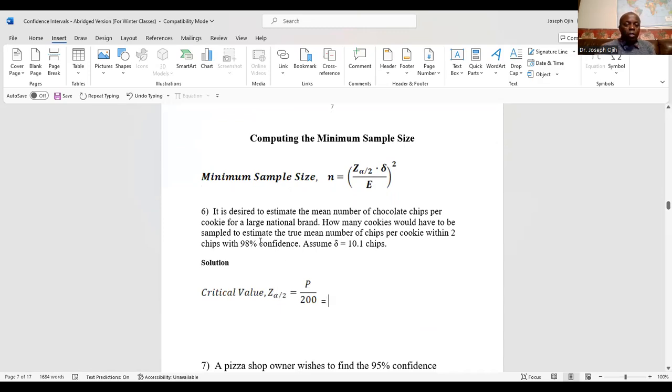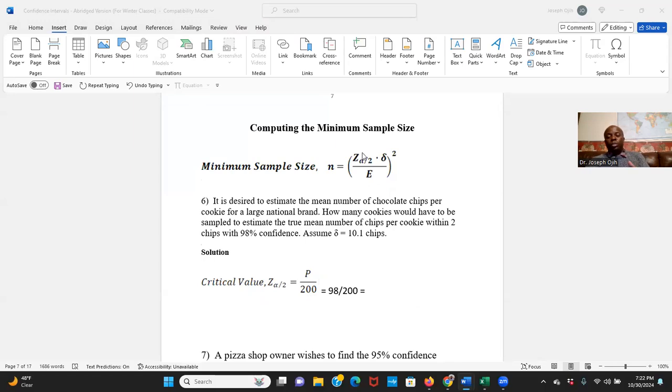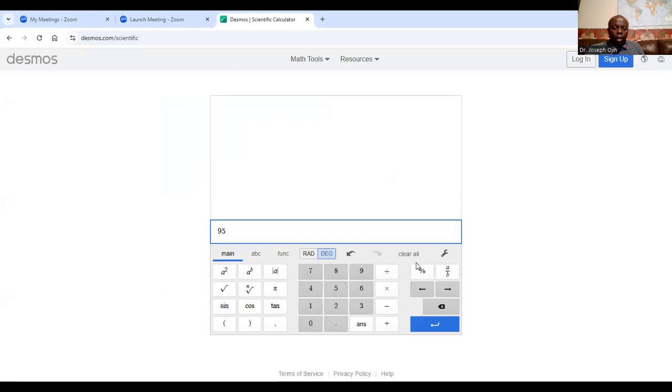For this one, it said 98%. It's going to be 98 by 200. Remember, this is just a shortcut method. If the critical value is given, you don't have to do this, you just put the alpha over 2. But in this case, it's not given. So 98 divided by 200 gives 0.49.